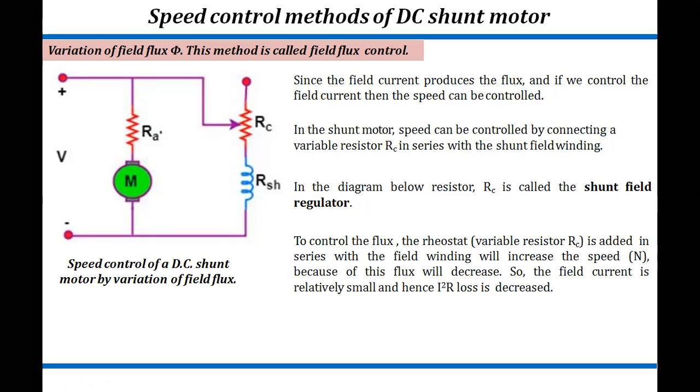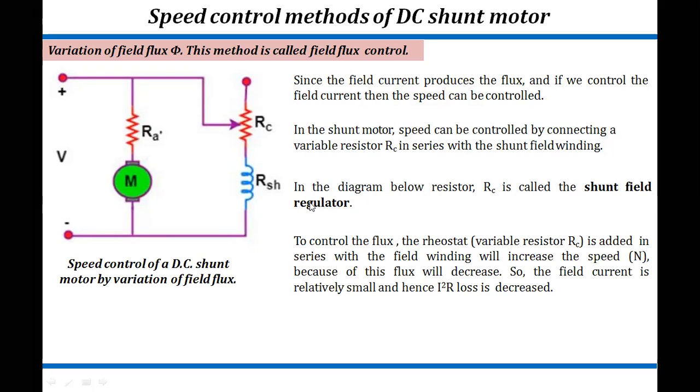So here we will get the generated flux in the field winding, so we can control the field current and we will get to control the speed of the DC shunt motor, because this is the concept for the field winding. Here we are supposed to control the flux which is generated by the field winding. That's why we are giving a rheostat in series with the field winding. So here we are calling that resistance a shunt field regulator.